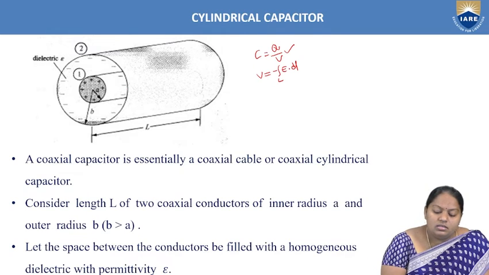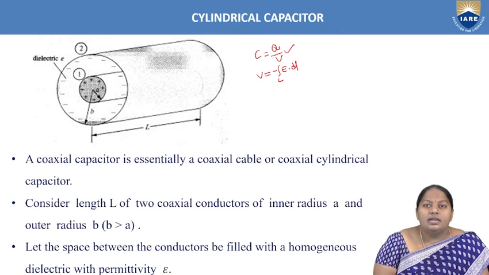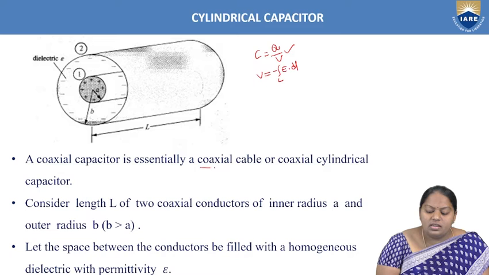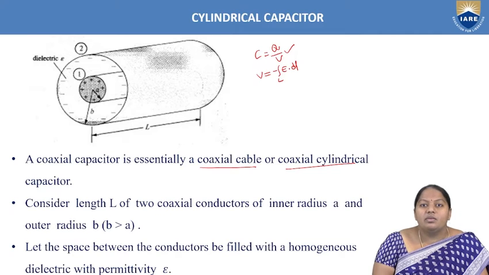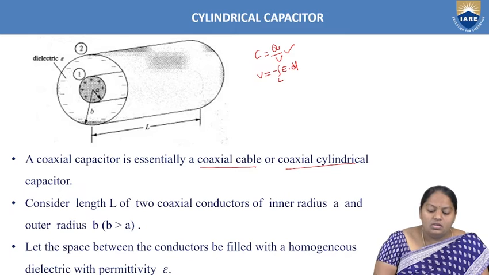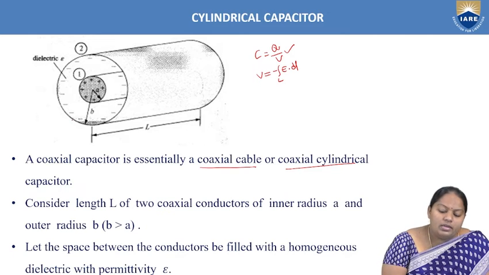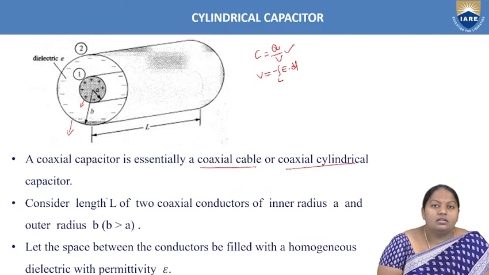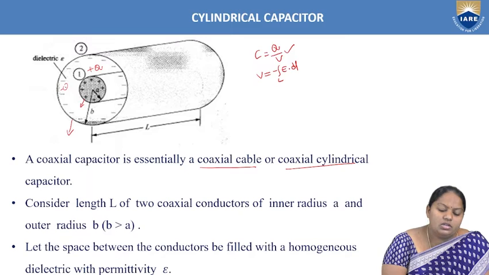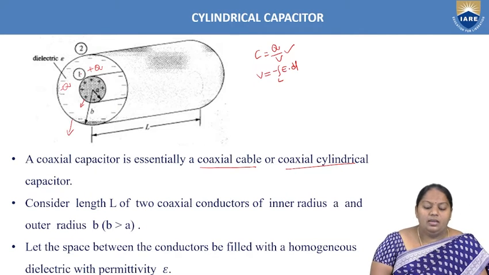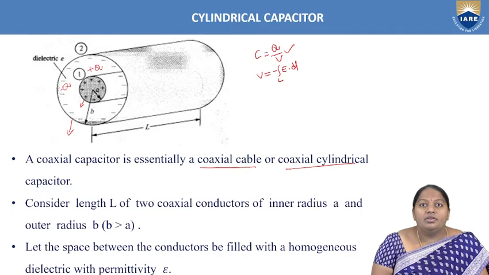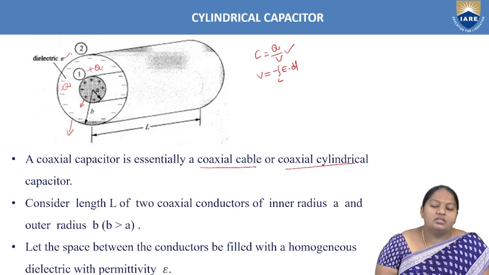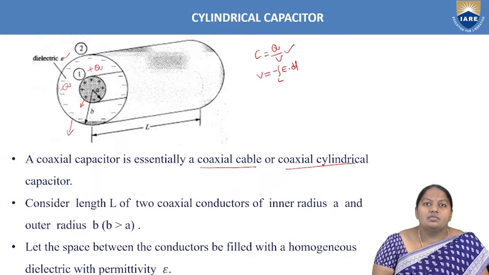So here, first consider the simple figure representing a cylindrical type capacitor, which in general we consider as a coaxial cable or coaxial cylindrical capacitor. So a coaxial capacitor is essentially a coaxial cable or simply a coaxial cylindrical capacitor. Consider that this is the outer conductor, the outer plate, and inside that we have the inner conductor, the inner plate, plate 1, which carries a positive charge plus Q, and plate 2 carries a negative charge minus Q. These two charges are separated by a small distance, which is filled with a dielectric of constant epsilon, or sometimes it might be a free space medium.